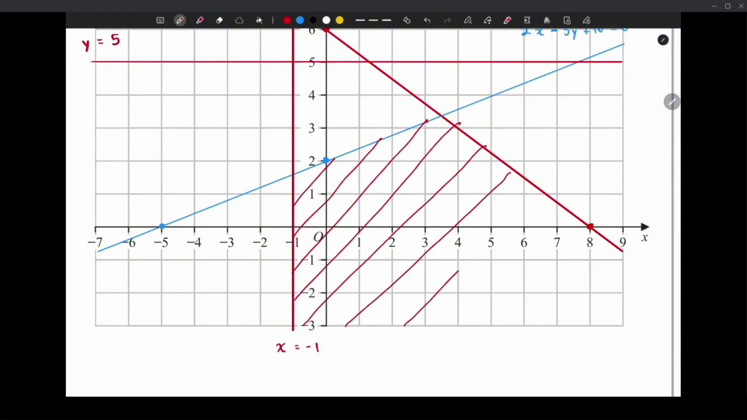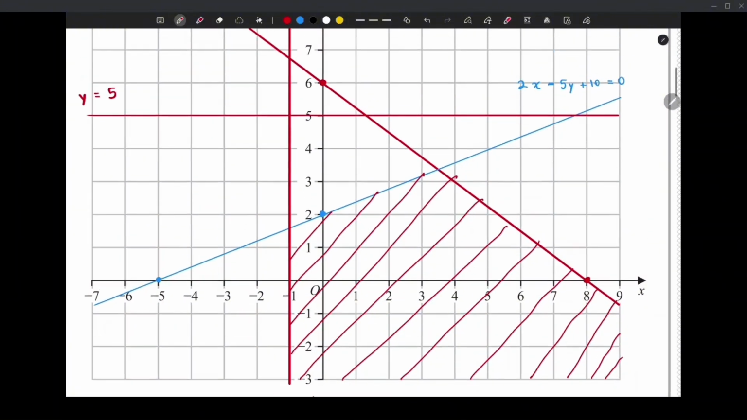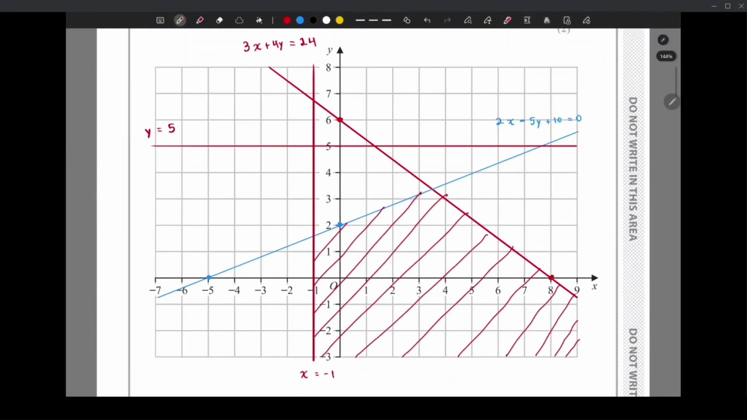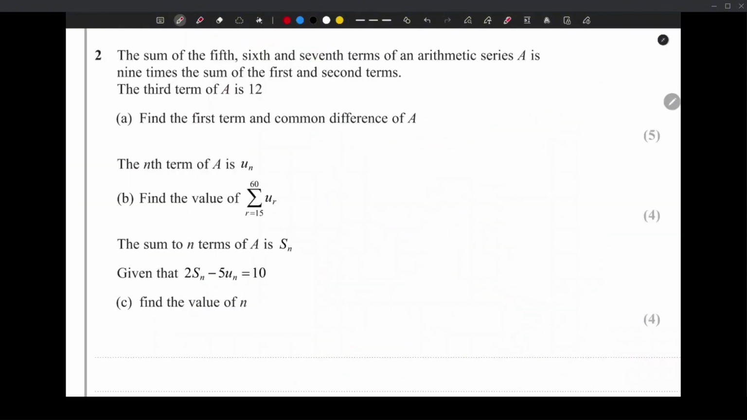So this is our required region. And that is the answer to your first question. Now moving on to the second question.